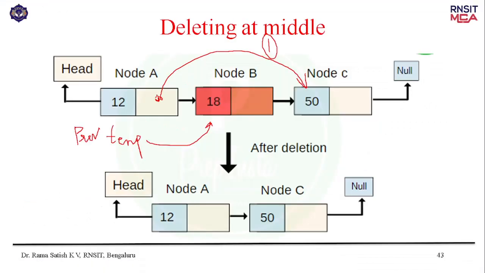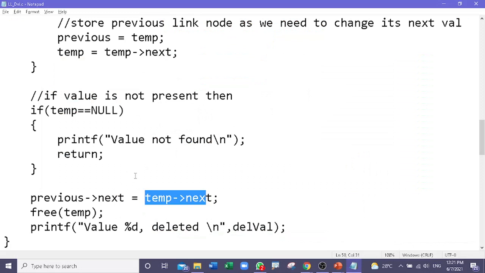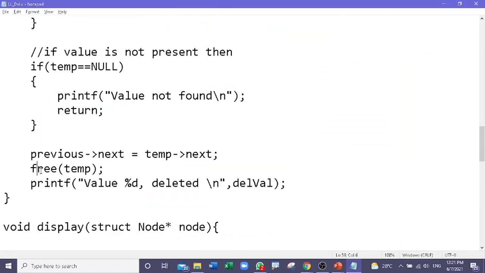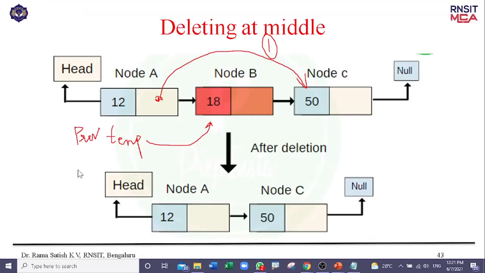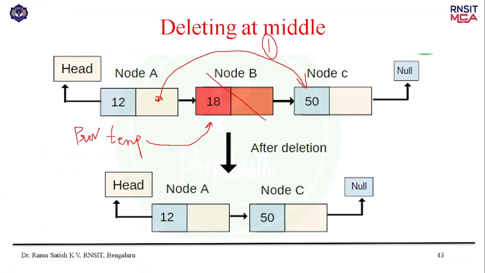Previous of next is equal to temp of next. Temp is pointing to node B. So node B's next is node C. So it will move to node C. So node A's next is equal to node C. That is what you are doing. And once it is done, free the temp. Free the temp means you delete it off.